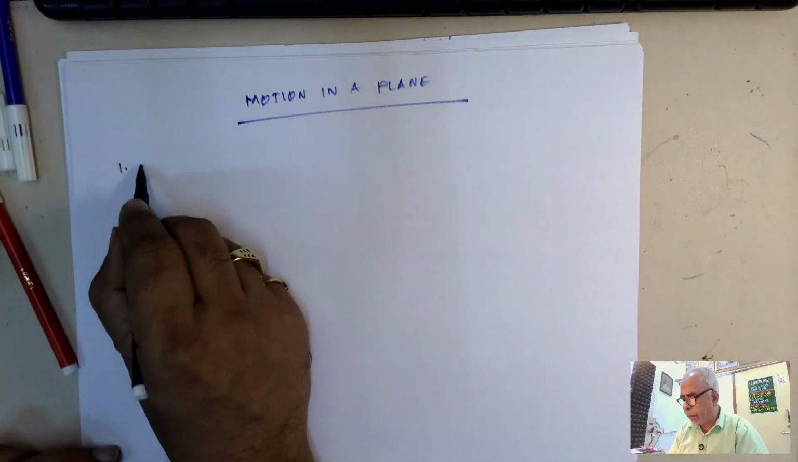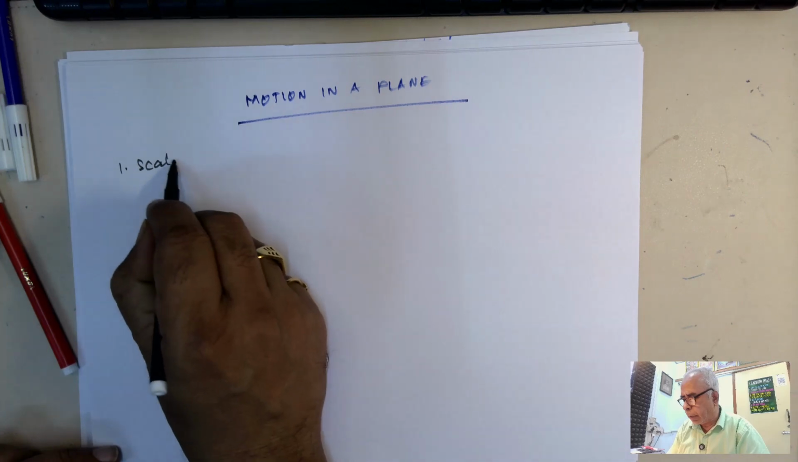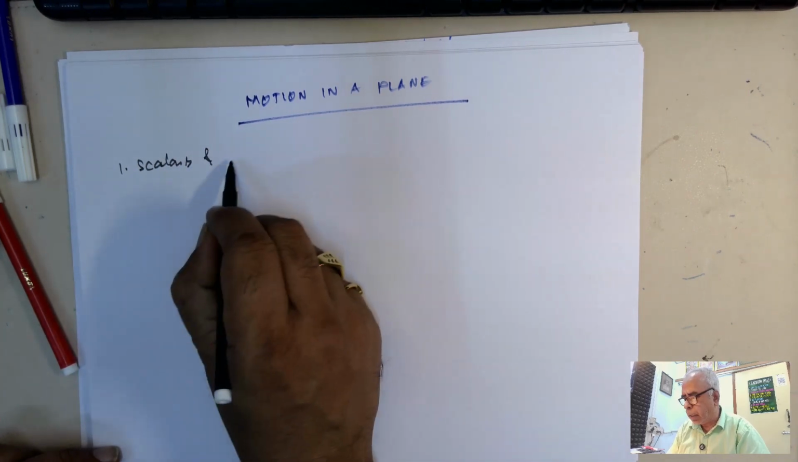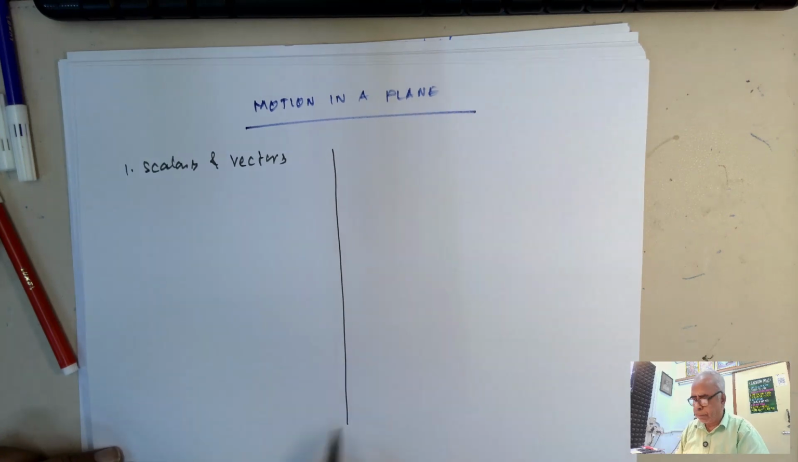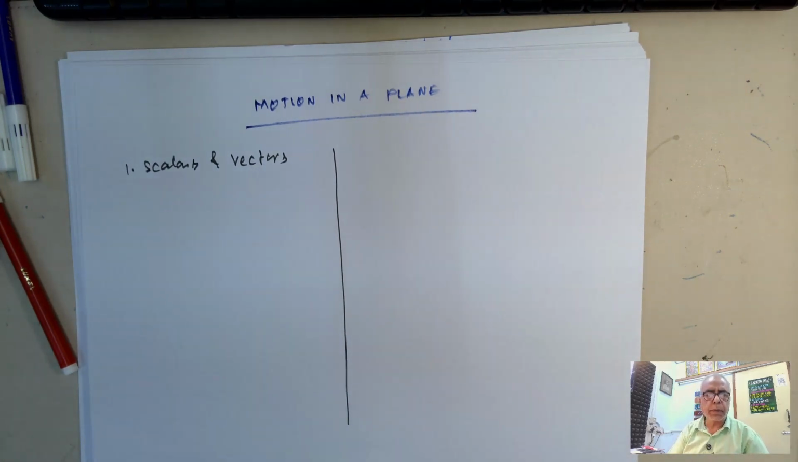Take down scalars and vectors. Then under which we'll be discussing the important definitions related to vectors like modulus of vector, unit vector, negative vector, positive vector, collinear vector, null vector, all these things we'll be discussing.